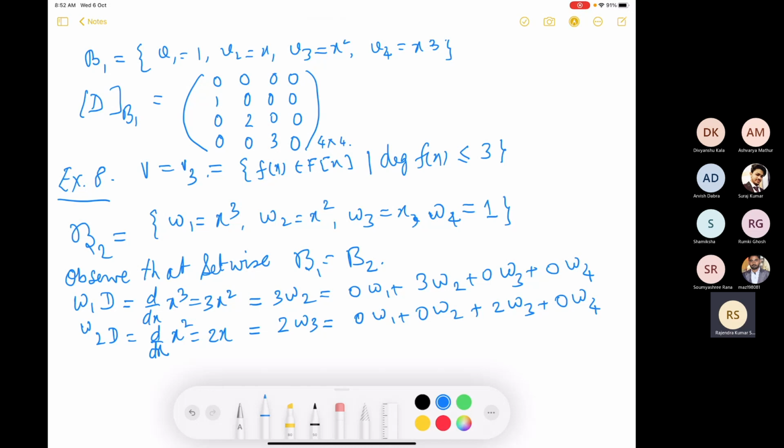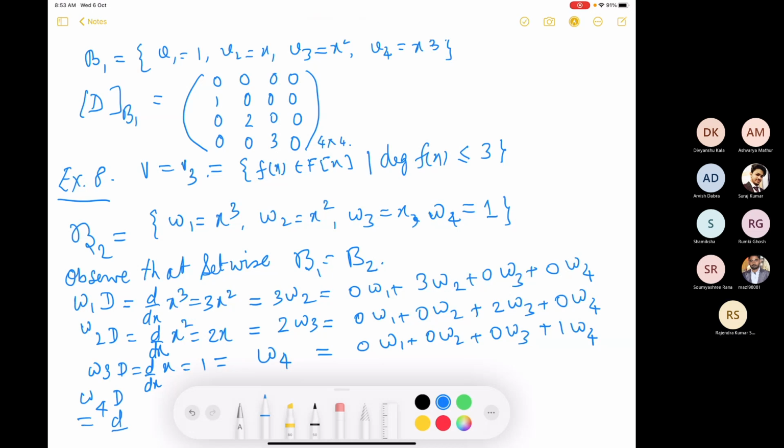And now you have W3D, the derivative of x, which is 1, and 1 is simply W4. So this is 0W1 plus 0W2 plus 0W3 plus 1W4. And W4D is the derivative of 1, which is 0. That makes W4D the linear combination 0W1, 0W2, 0W3, 0W4.